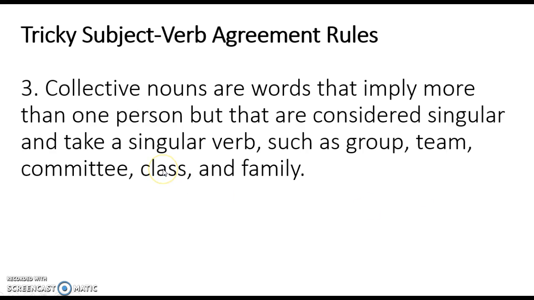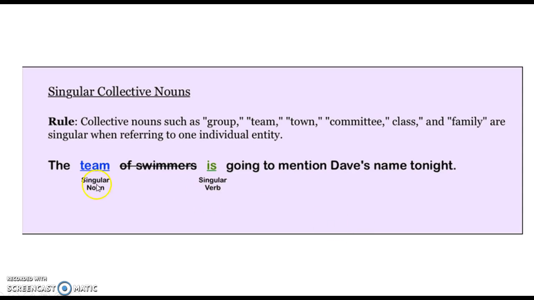Okay, so collective nouns are really tricky because they are words that imply that there's more than one person, but they're actually acting as a group, and so they take a singular verb. So for example, group, team, class. Those, again, technically there's more than one person, but typically we're treating them as one group, and so they get a singular verb. So for example, the team of swimmers is going to mention Dave's name tonight.